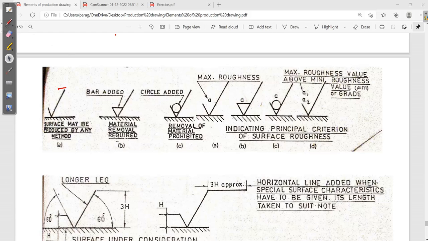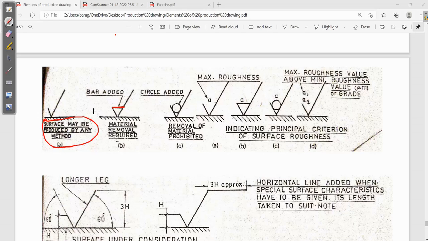Now we will further categorize that particular symbol into different features. Either I will mention the surface roughness just like this. I'm not putting that bar above. If it is like this, what is its meaning? Surface may be produced by any method. If no particular method is being used, we don't have to put that bar. You can use whichever method you want. Suppose you need to specify a particular method, like milling, then you have to put that bar.